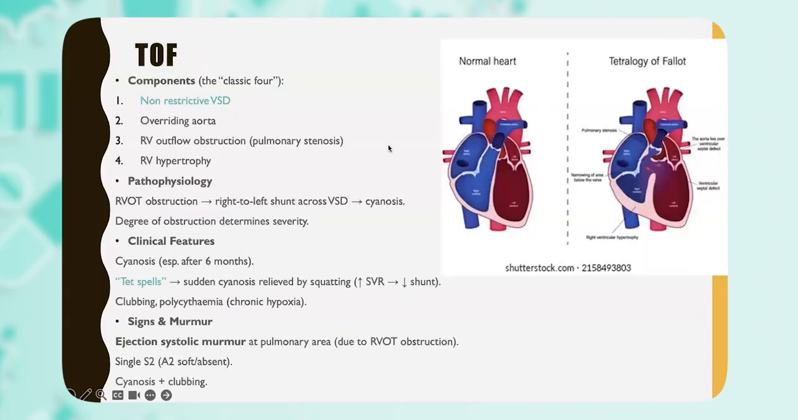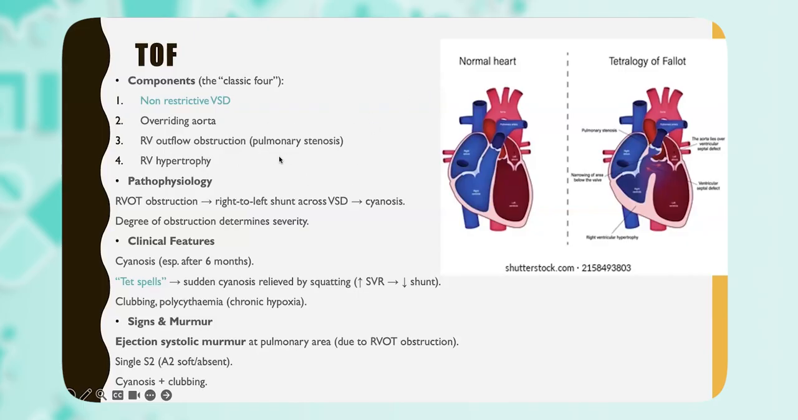Okay. So TOF is tetralogy of Fallot. So what is the tetralogy? Four components. Non-restrictive VSD, very important to mention non-restrictive. If it's a restrictive VSD, then it is not a TOF physiology at all, even if all three others are present. So it has to be a non-restrictive VSD, overriding of aorta, RV outflow tract obstruction in the form of pulmonary stenosis in some patients.